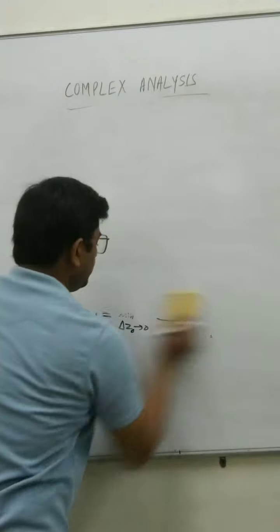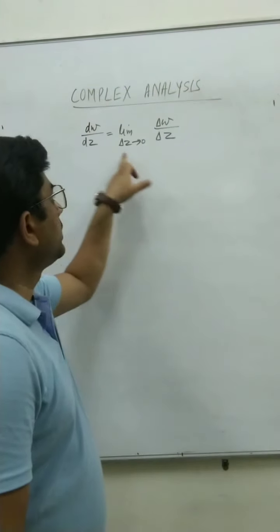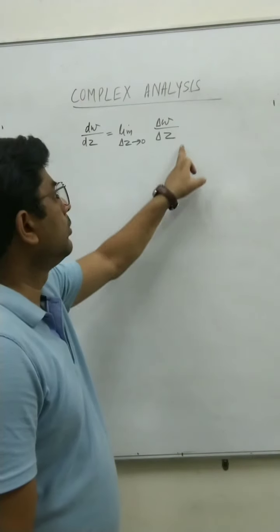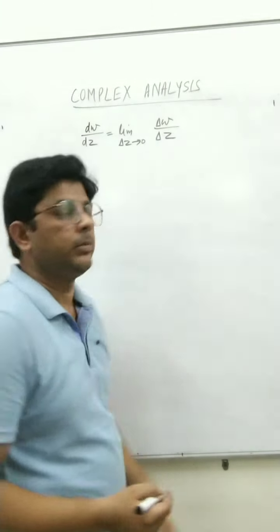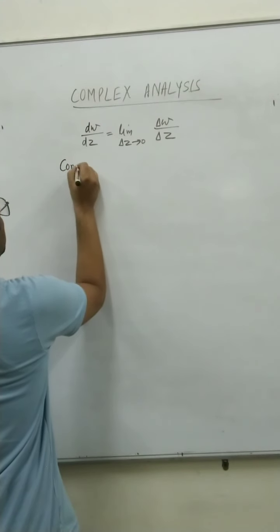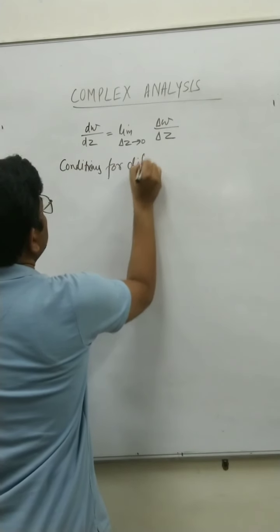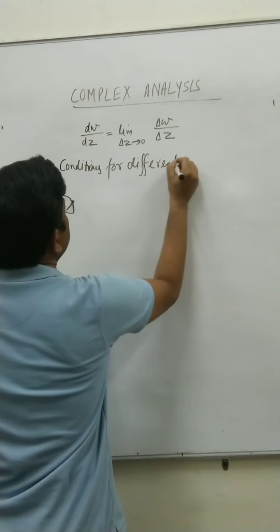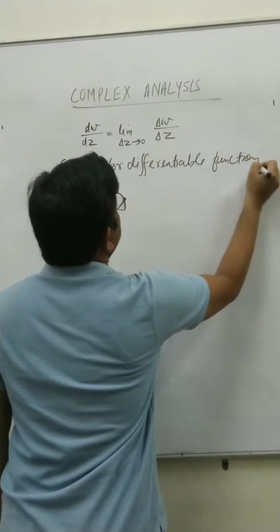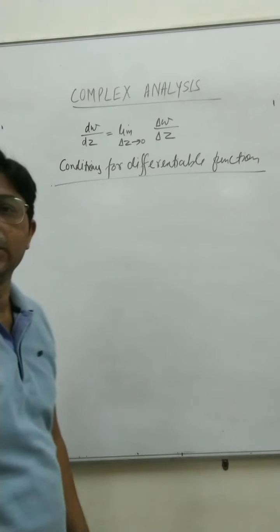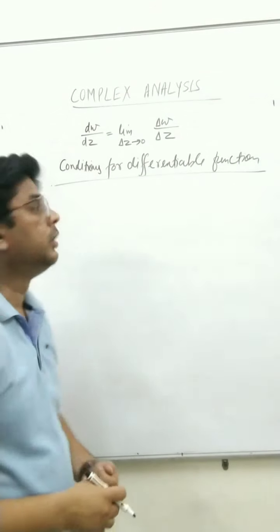Next, this is the definition of differentiability, that dw/dz is equal to the limit Δz tends to 0 of Δw/Δz. Now we see under what conditions a function f(z) is differentiable. So now we find the conditions for a differentiable function, that is, under what conditions a function is differentiable.